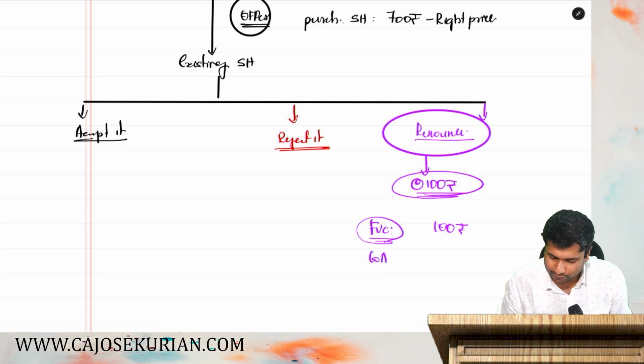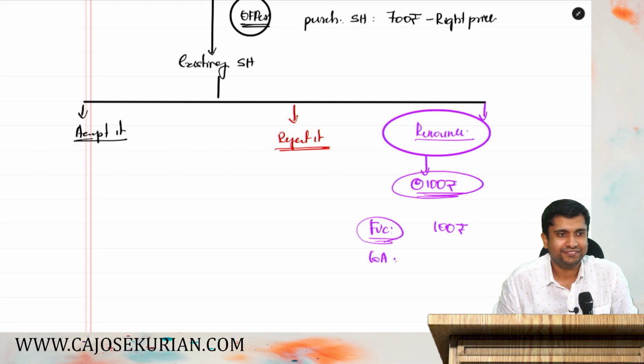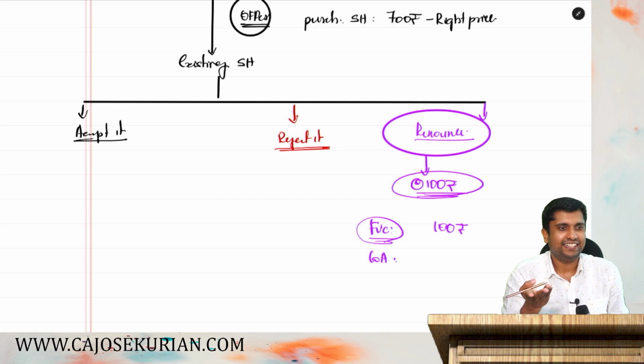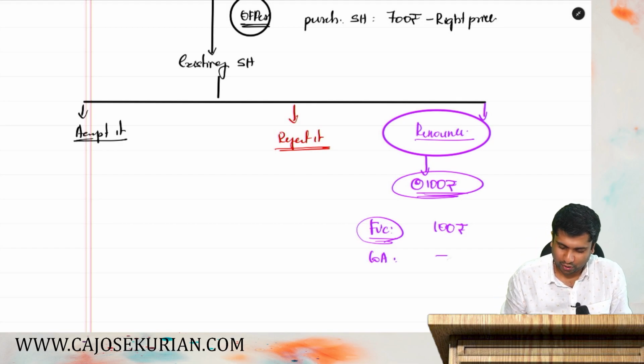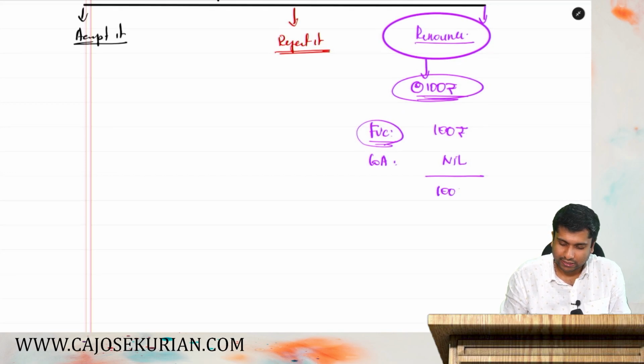Now you tell me, what is my cost of acquisition? 0. I got this for free. I got this right entitlement because I am an existing shareholder. I haven't expended anything. I got the right entitlement for free, yes or no? So the cost of acquisition of right entitlement will always be nil. Are you with me? Now, the gain which I am getting, that 100 rupees, will always be short-term capital gain.